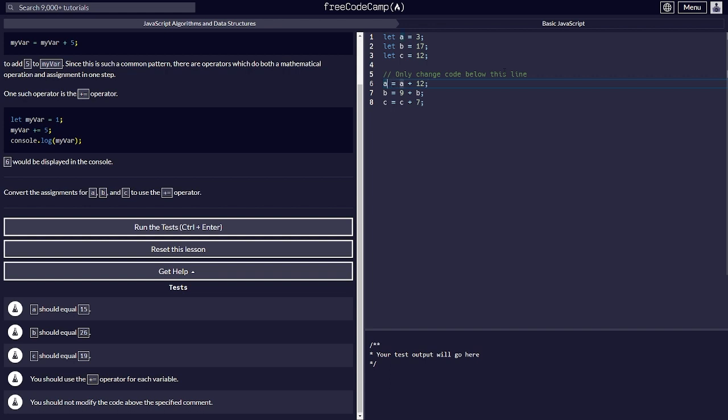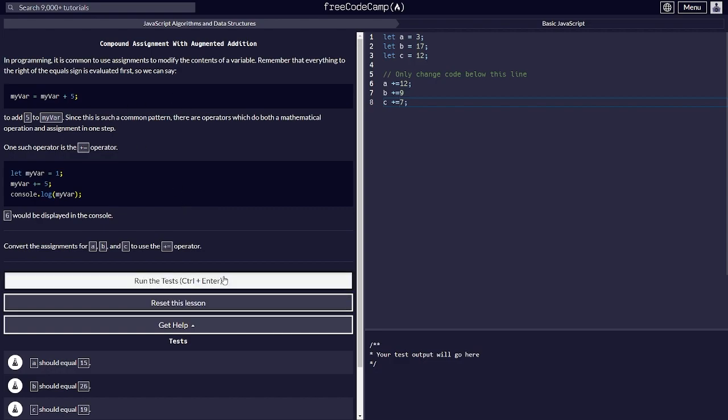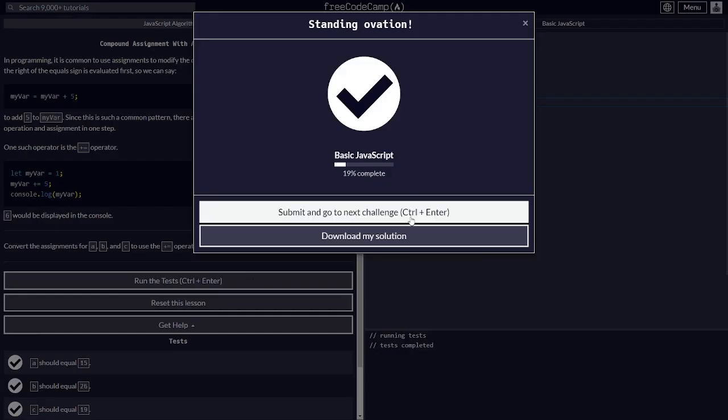A plus equals 12, plus equals 12, plus equals 9, plus equals 7. I don't know if that's right. Oh, it was right. Nice.